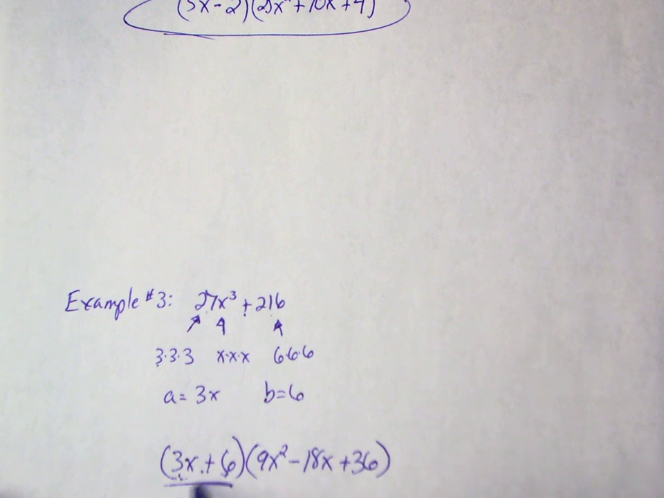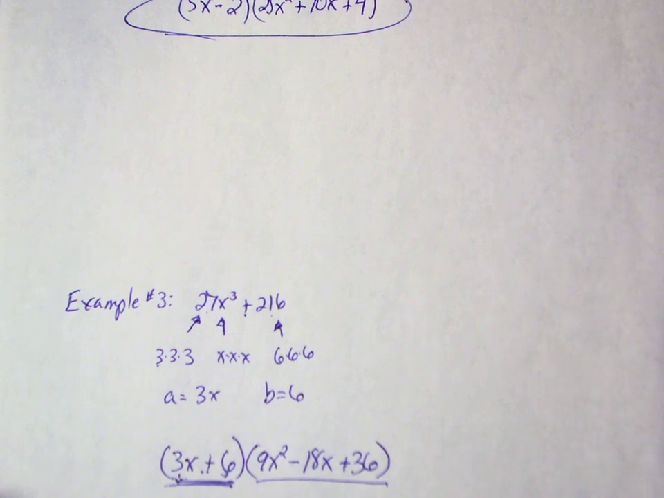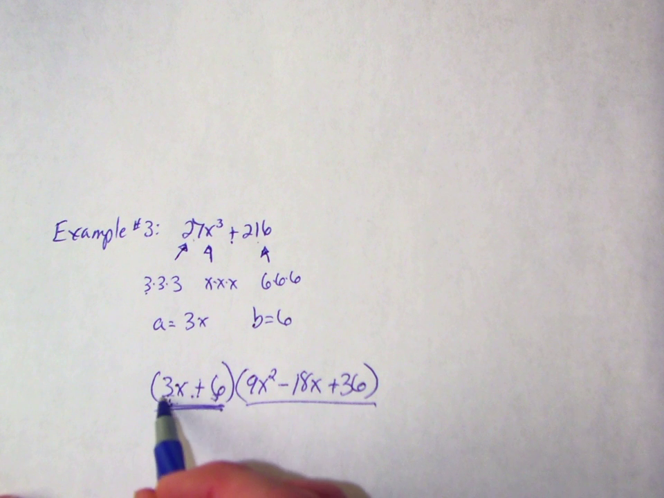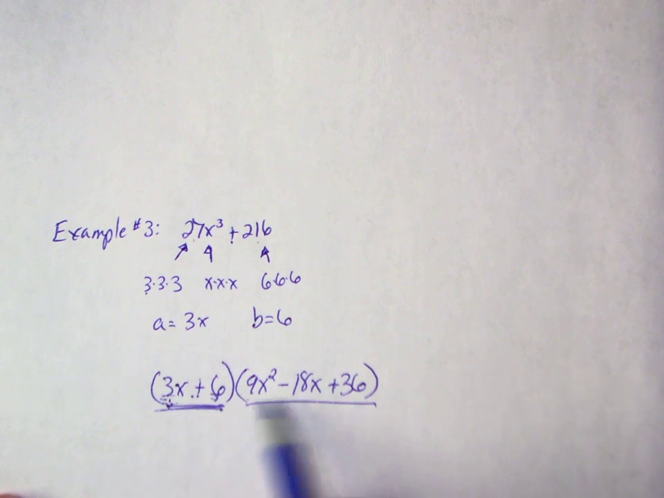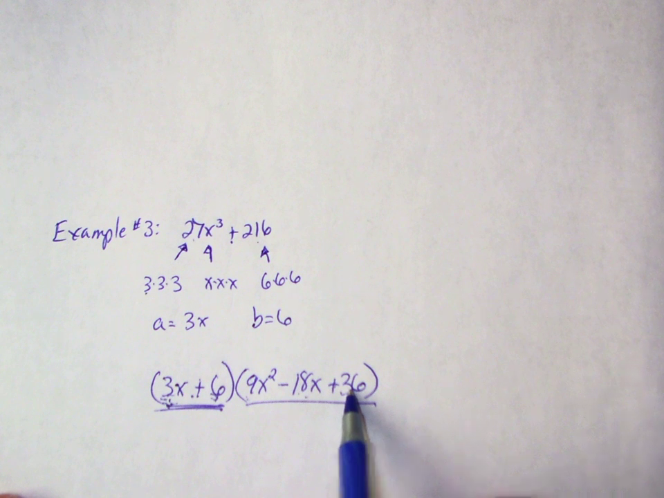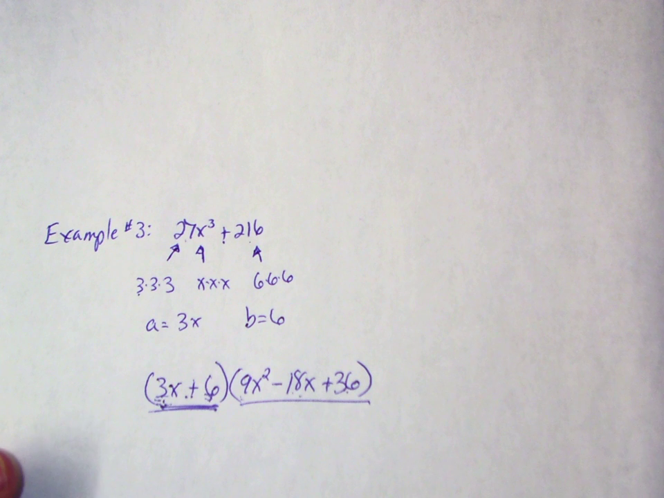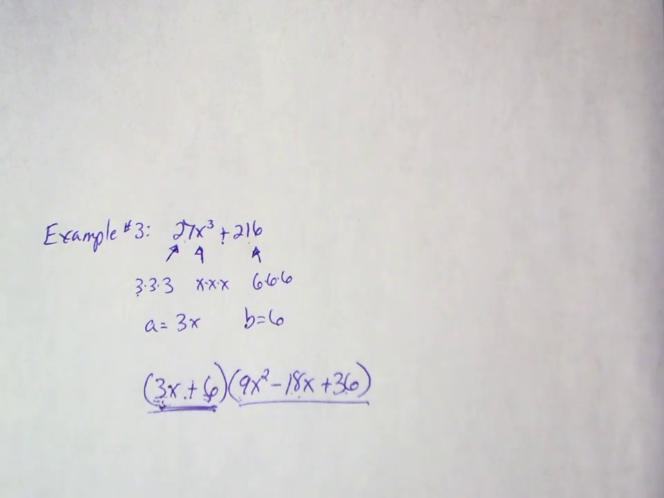Now you notice here, in both of these terms, I can still factor out a common monomial. Look here, in both of these terms, I can factor out a 3. In these three terms, I can factor out another 3. We will cover this a little bit later, but I just wanted to show you how to factor sum and difference of cubes.